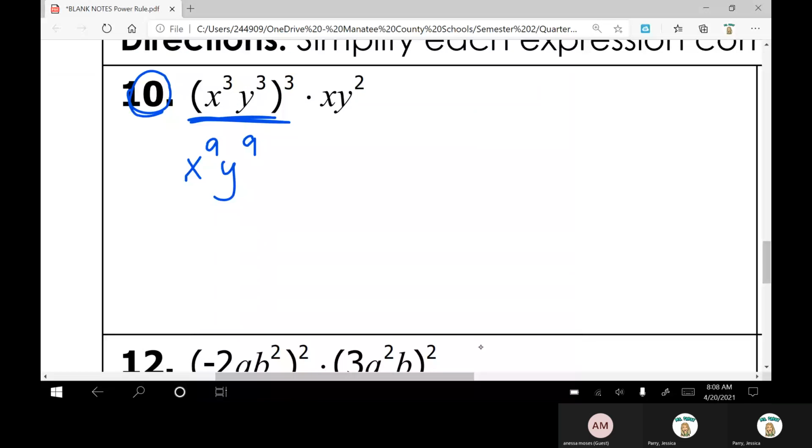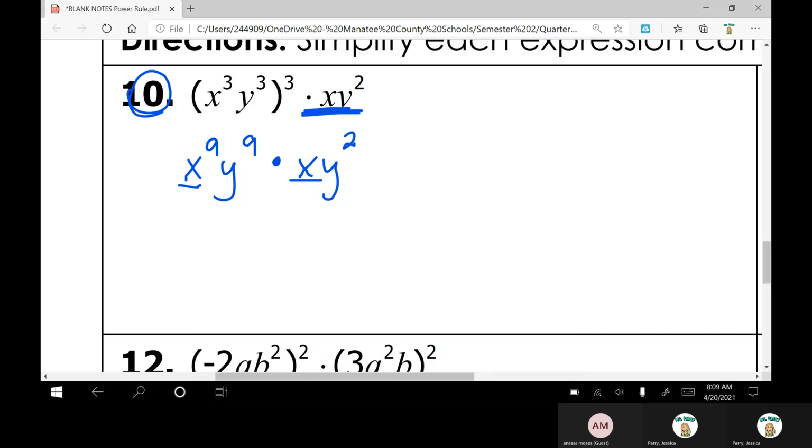Okay, so this one is simplified. So I'm going to bring all of this down, times x, y to the power of 2. Now we're going to the product rule, which was last week. I know I didn't do the actual live meeting, so I apologize for that, but you still should have been able to get through that. For the product rule, all you do here is you add the exponents.